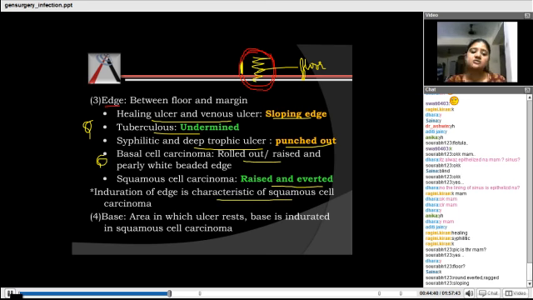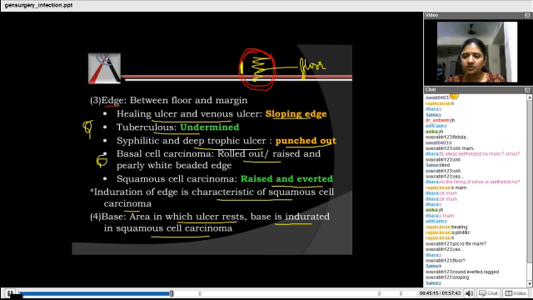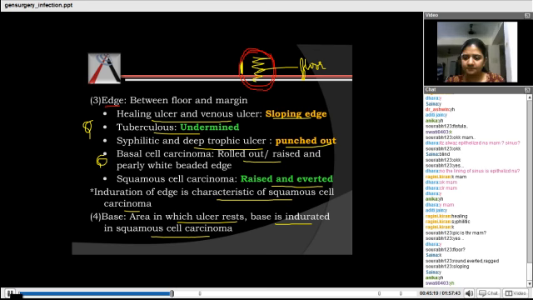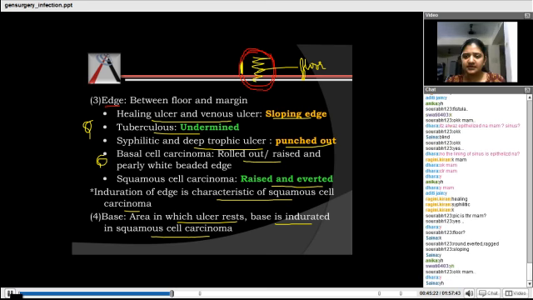Induration of the edge is also characteristic of squamous cell carcinoma. Induration means thickening, thick and firm. The edge will be thick in squamous cell carcinoma. Then we have a base. Base is what the ulcer is resting on, the area below this yellow colored edge. So the base is indurated in case of squamous cell carcinoma. Are you guys with me? Able to follow me so far? Is it going okay? Alright.